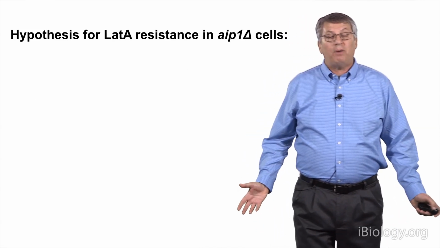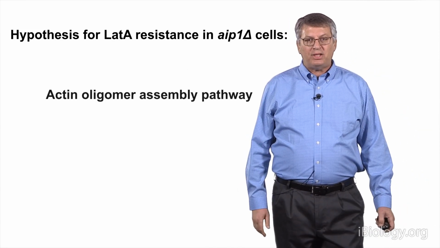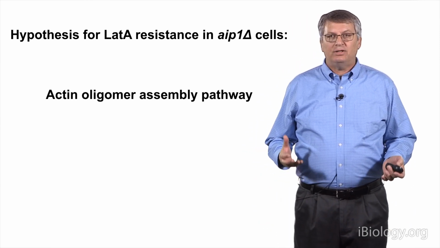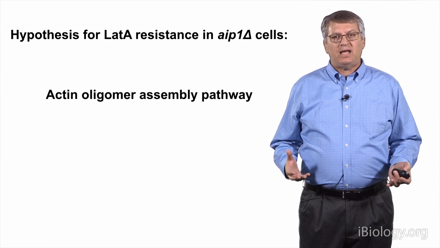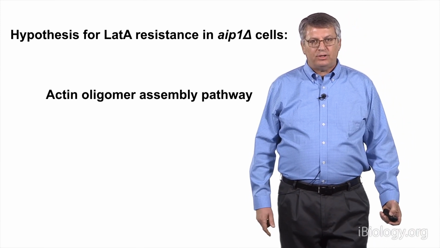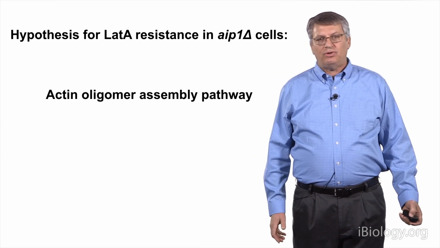And so we generated a hypothesis for this. Our hypothesis was that there's a pathway for assembly of actin oligomers in the cell, and that these oligomers are resistant to the action of latrunculin A. So how could he show that?